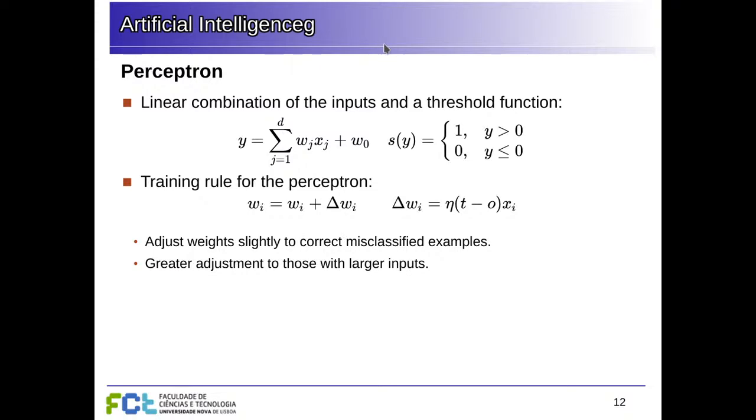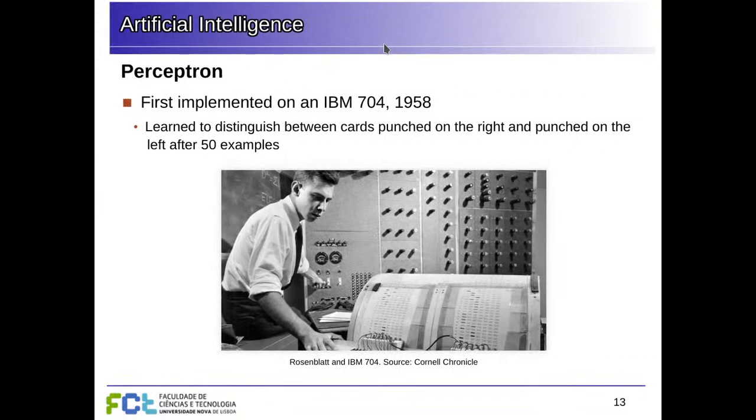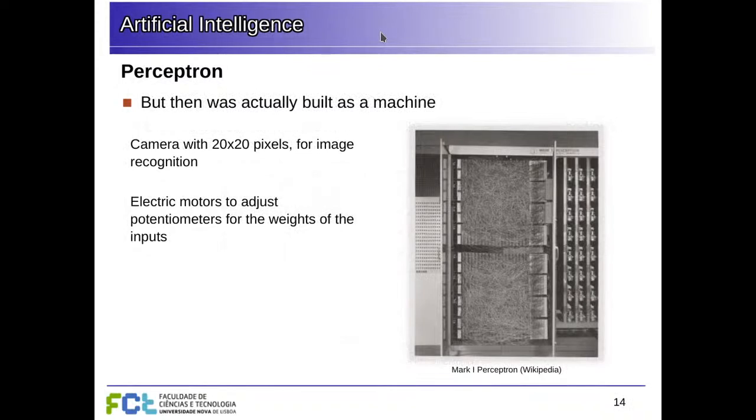So this would be the idea, and this was actually first implemented on this IBM 704, in software. And it learned to distinguish between these punched cards if they were punched on the left or on the right side of the card. So given 50 examples, the perceptron learned to tell the difference between the cards. But then it was actually implemented as a machine. It had a rudimentary camera with 400 pixels, so 20 by 20, that could recognize brightness and input different images, and then there were these electric motors that adjusted the potentiometers that would give different weights to the input.